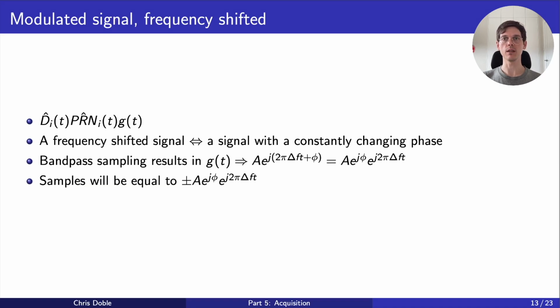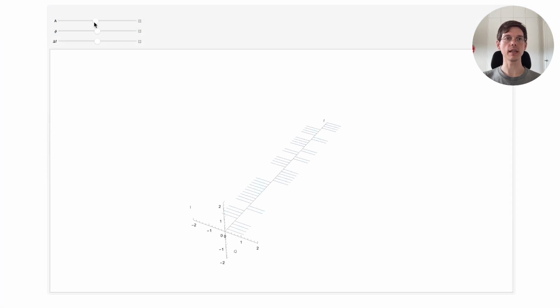That means samples will be equal to plus or minus 1, scaled by a factor of A, rotated through an angle φ, and further rotated through an angle 2πΔft, where Δf is the frequency shift and t is the time at which the sample was taken. This final angle will be different for each sample because t is different for each sample. If we visualize this, we can still scale the samples using A and rotate them using φ. But when we apply a frequency shift, the constant rotation causes them to twist into a helix.